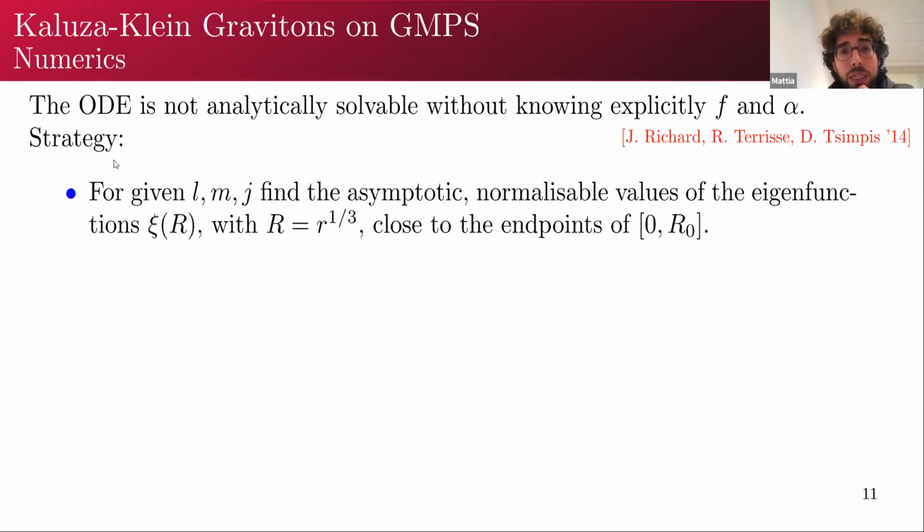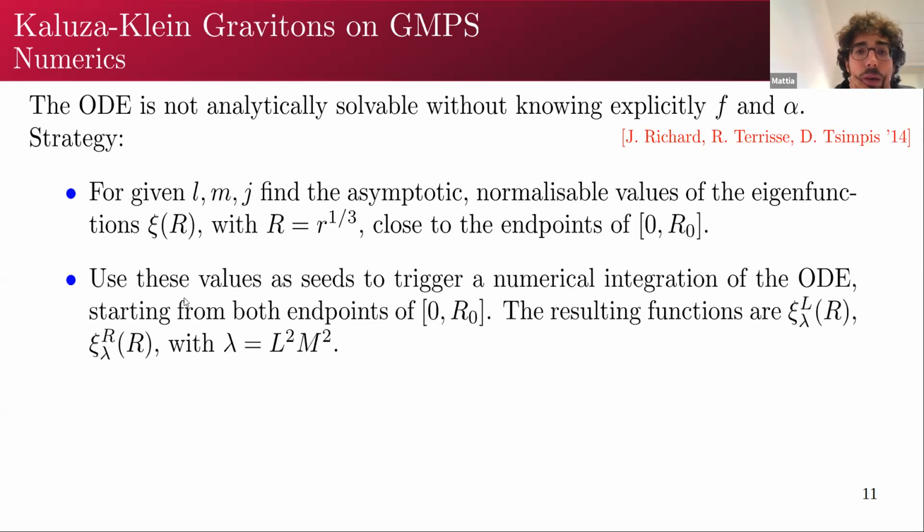Namely, as a first step, given fixed quantum numbers, we solve the ODE using the asymptotics of F and alpha that I mentioned some slides ago, close to the endpoints 0 and R0. And this allows us to derive the asymptotic values of the eigenfunction psi close to the endpoints, from which we select only the normalizable ones. Then what are we going to do with these normalizable eigenfunctions? We use them as seeds to trigger a numerical integration of the full ODE, this time starting again from both the left end and the right end of the interval.